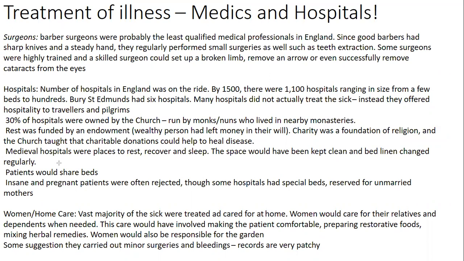Before I go on to hospitals, just quickly women. So women in home care, what we need to understand is although there were other options for treatment, lots of people decided to be cared for at home. Women would care for their relatives. They would make the patient comfortable, prepare foods to balance their humours, mix herbal remedies, and also women would grow the herbs. They're responsible for the garden. There is some suggestion they carried out small surgeries, but it's impossible to tell because the records are very patchy. So women were probably the most popular option because people felt most calm with them.